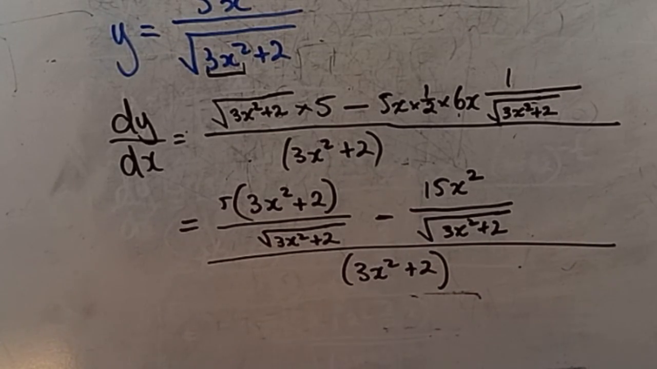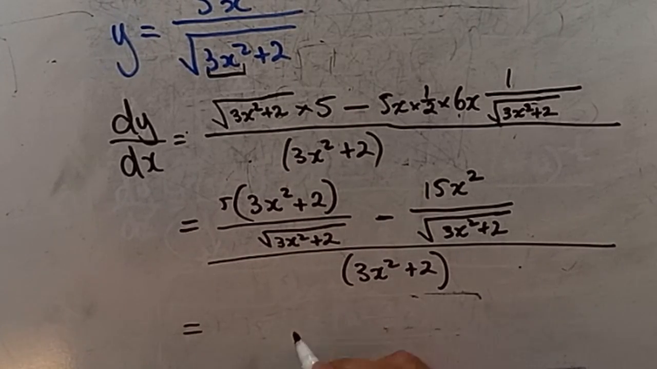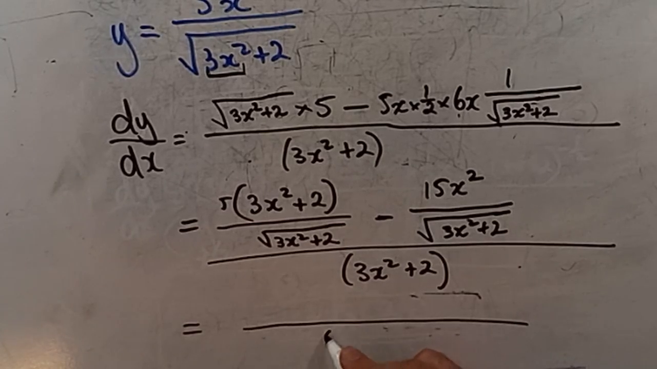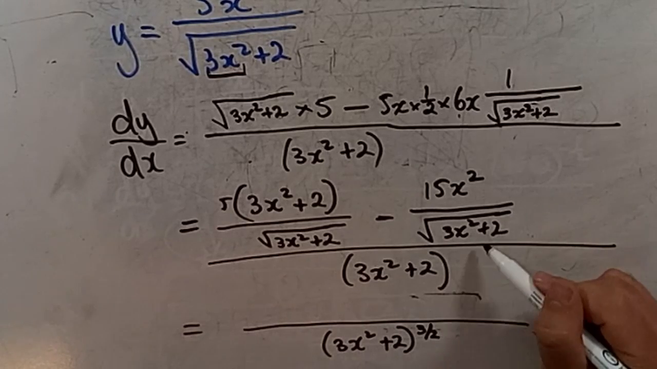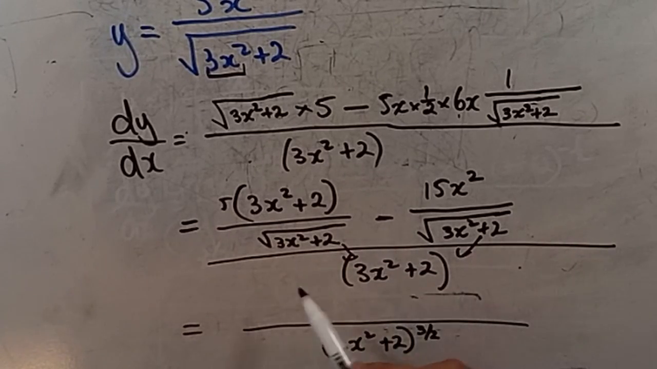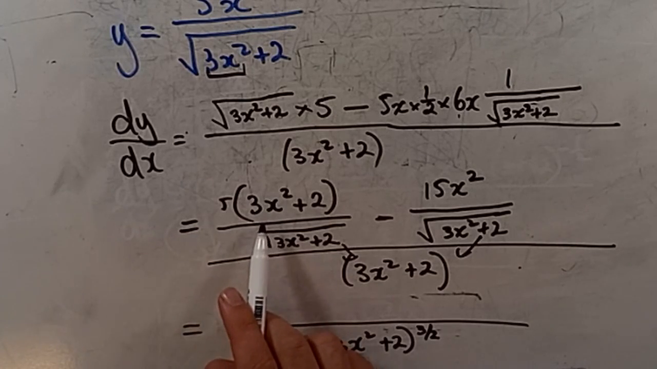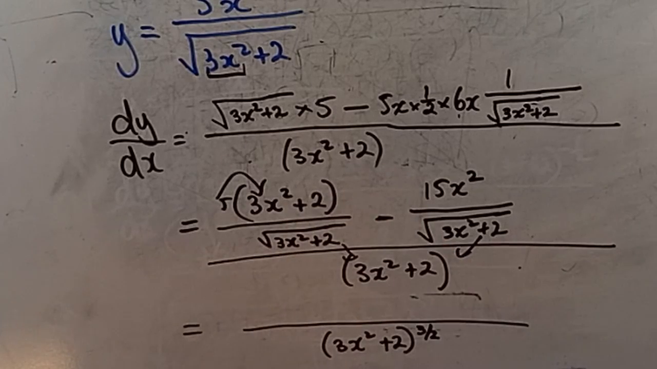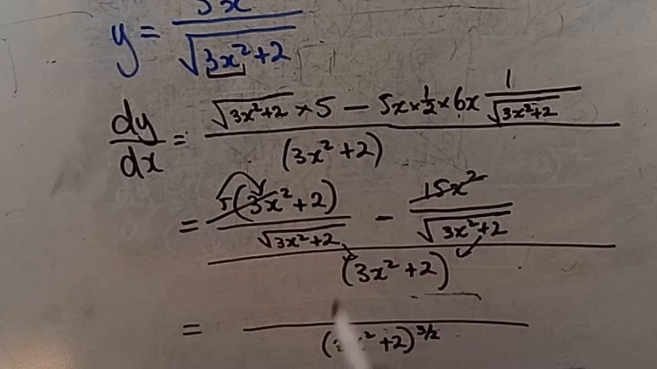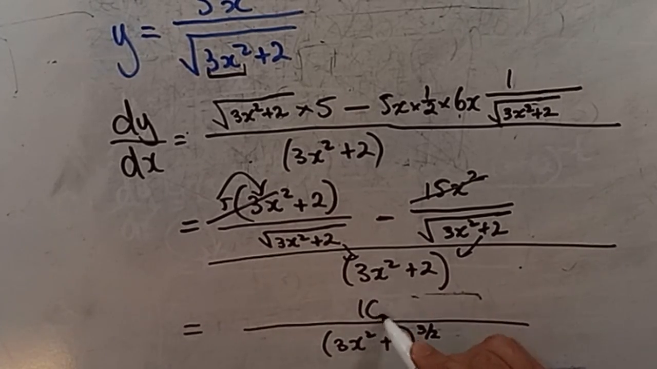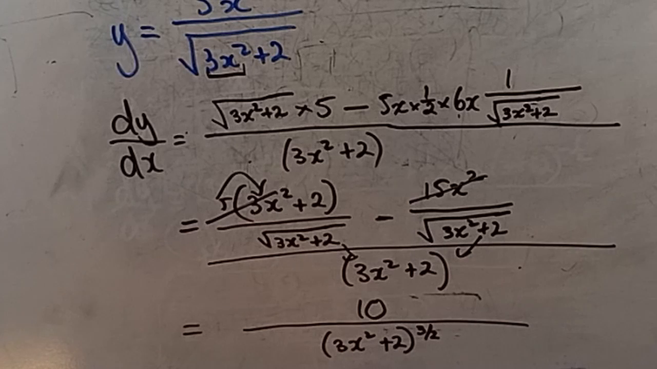Okay, so let me put that in. I'm just wondering where the best space to put this is, because I'm running out of room. So let's put the denominator here: 3x squared plus 2 to the power of 3 on 2. Okay, so that's the combination of the common denominator, putting this all down into one line. And then if I expand this out, I've got 15x squared, but then I've got minus 15x squared, so that's actually going to cancel with that one. And then I've just got 10 over this thing. I think that's it.